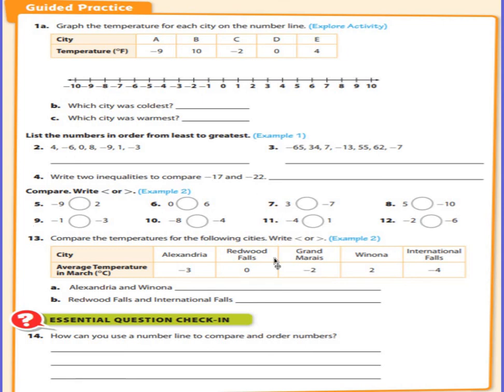So you have these problems here. You're going to use some inequality symbols. You're going to write numbers in order from least to greatest. And I'd like you to try to do it without using the number line when you can. And then down here, you're going to explain how you can use that number line to place your orders from least to greatest or greatest to least.